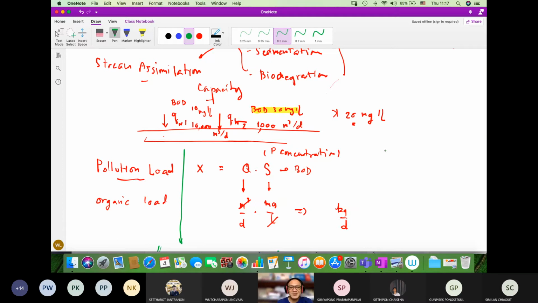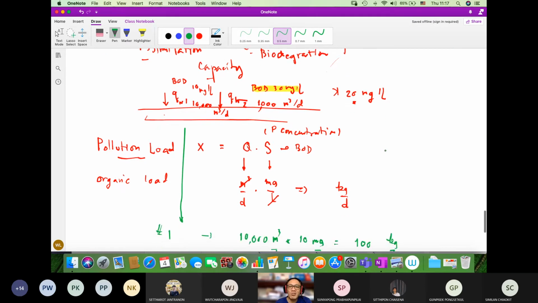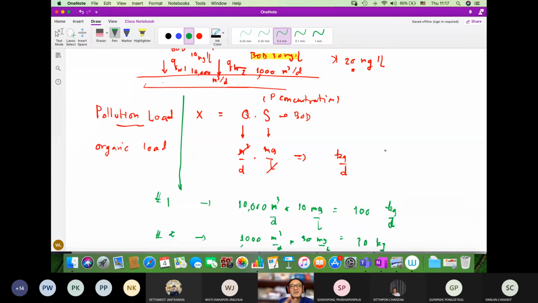But the second industry just discharged something higher than the standard. But in terms of the amount, they discharge less as compared to the first source. So the problem with the governmental stipulations is they only pay attention on the concentration. They don't pay attention on the pollution load. They don't consider the wastewater flow rates. They only pay attention on the concentration.